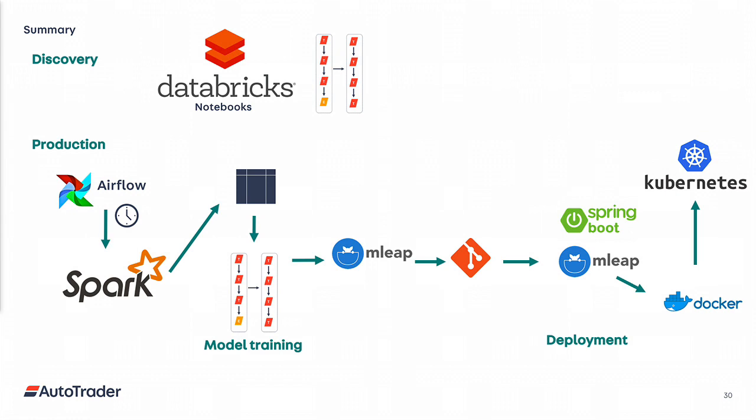Once we've trained the ML pipeline, it's written to S3 and then converted into MLeap. The final stage of that is then to make a Git commit to trigger a redeployment. That redeployment deploys a service using the MLeap runtime and Spring Boot. It's packaged into a container, pushed to our container registry, and deployed using Kubernetes.